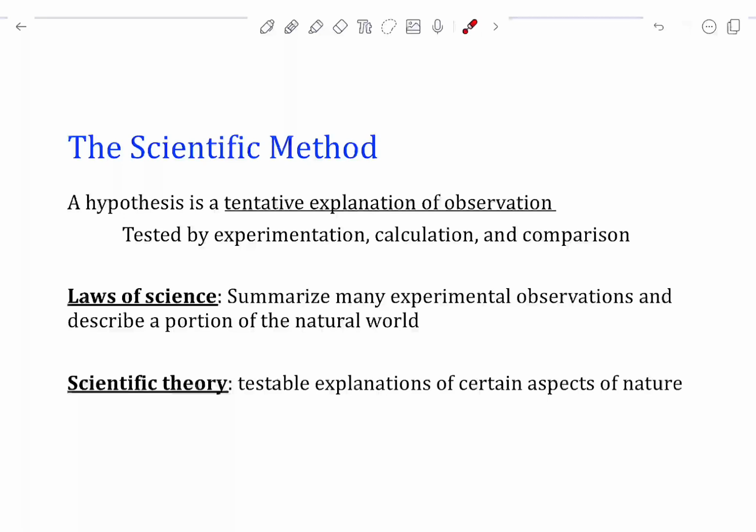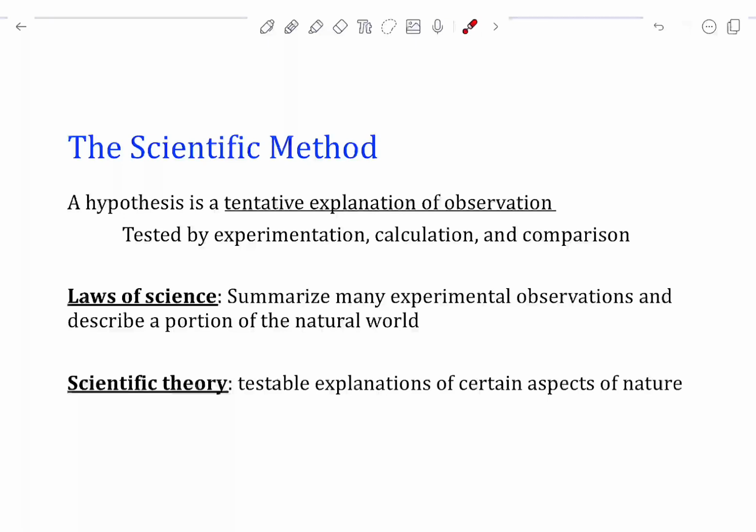But once a hypothesis is proven, or if it's still being sought after, we then take what was learned and we classify it as either a law of science or a scientific theory. A law of science summarizes many experimental observations and describes a portion of our natural world.